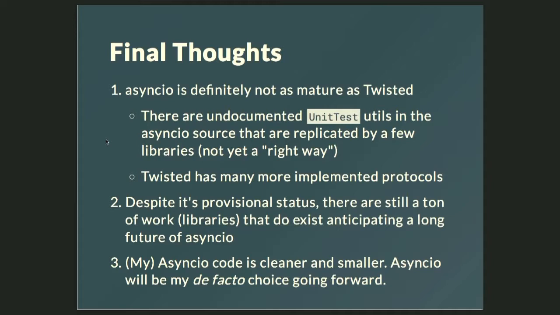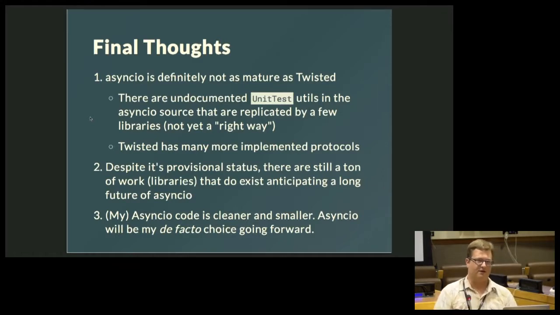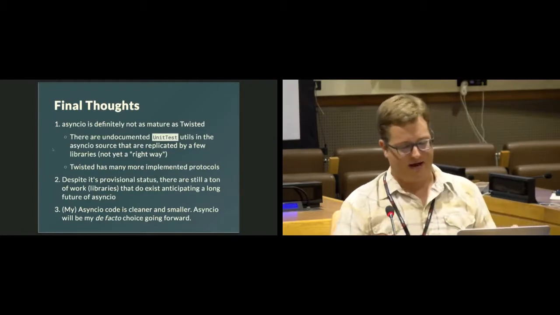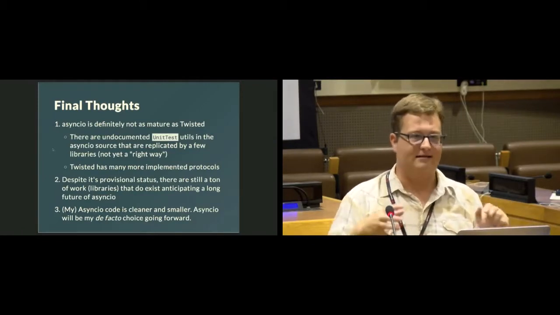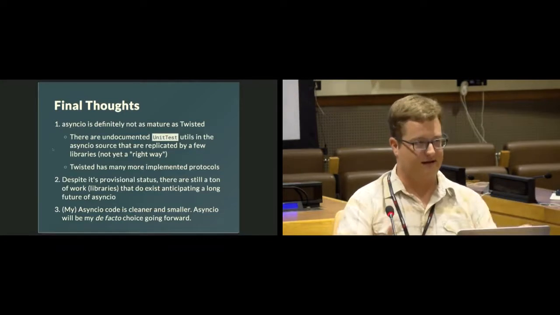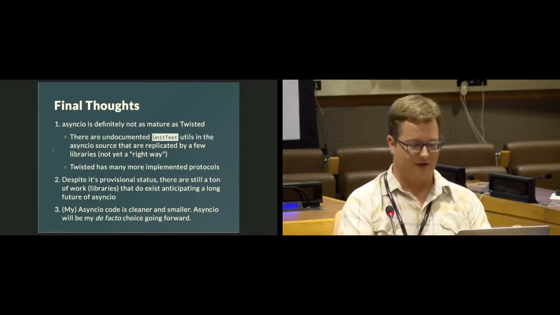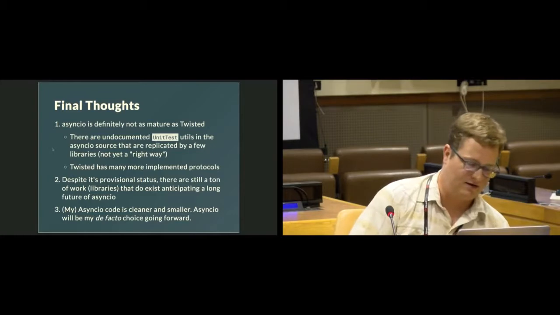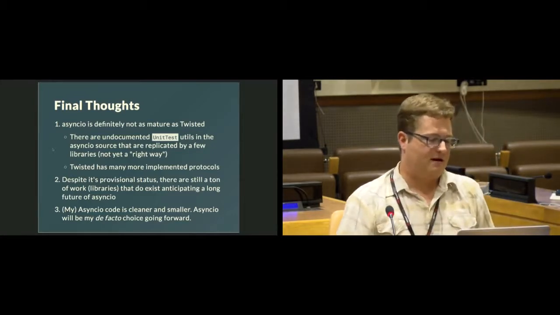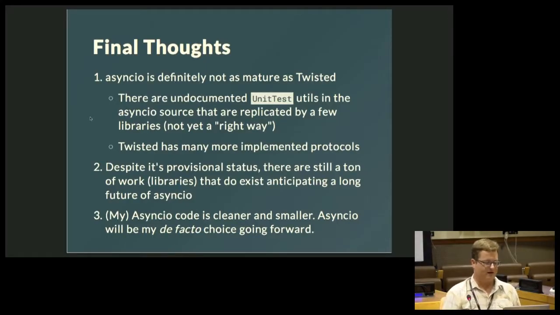I think it's important to note that despite its provisional status, there are a lot of libraries that exist for async IO. It's just that you're sort of in the early days of Node, where it's like, what's the best library for connecting to Postgres? There's 3,000 of them, and they're all crappy and not well maintained. Not quite that bad, but there's not a single library like Twisted to say, this is how we're going to implement this thing, and everybody focus on this one thing. And finally, I found that the async IO code was cleaner and smaller, and I think that's a huge reason why it's going to be my de facto choice going forward.